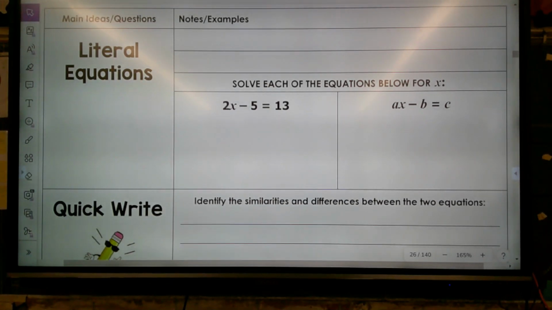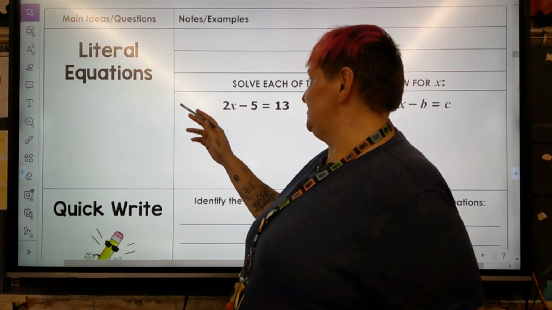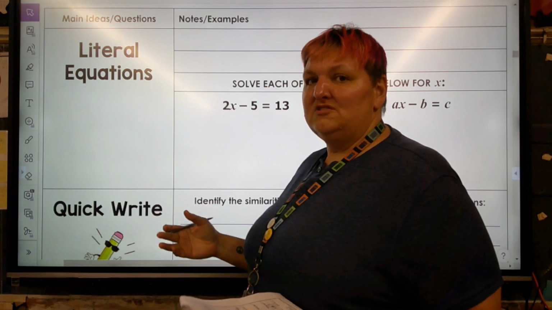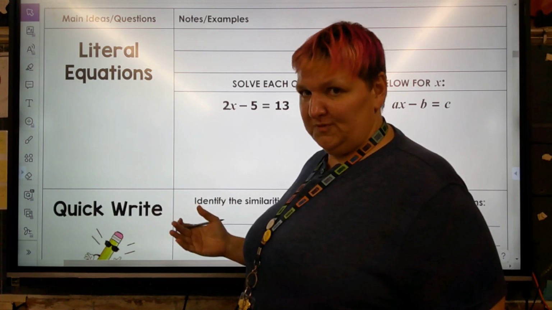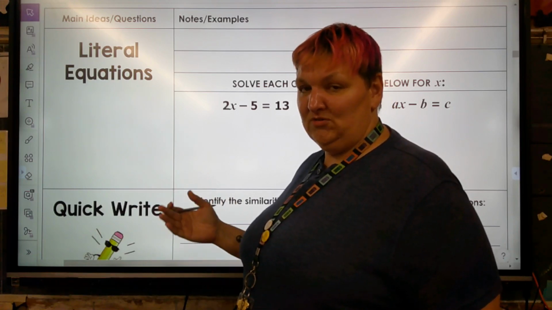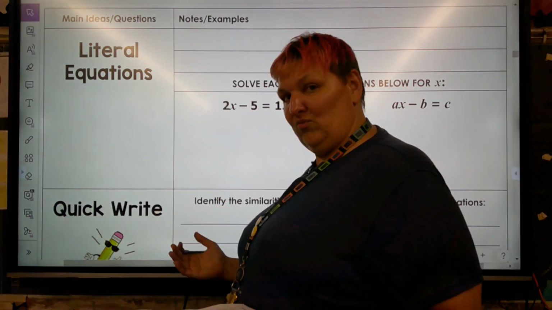Welcome to Unit 2.6, Guided Notes. We're looking at literal equations. Literal equations are looking at the concept of solving for a variable when there's multiple variables in the equation. So like if it's 2x plus 3y equals 12, sometimes it'll tell you to solve for x, sometimes it'll tell you to solve for y.